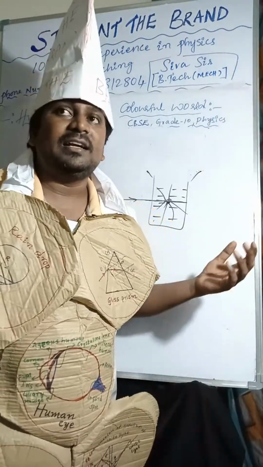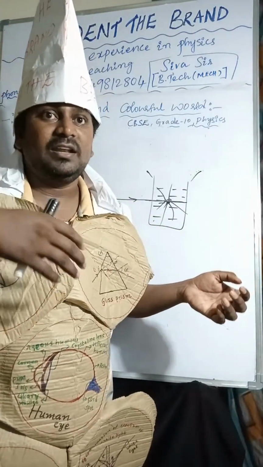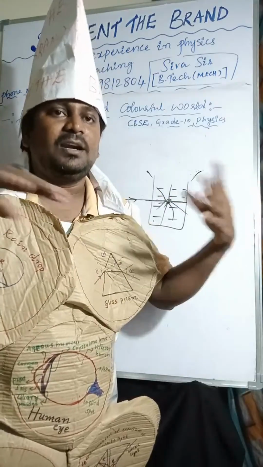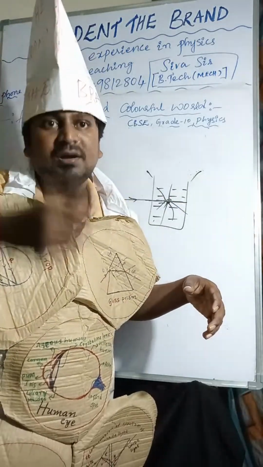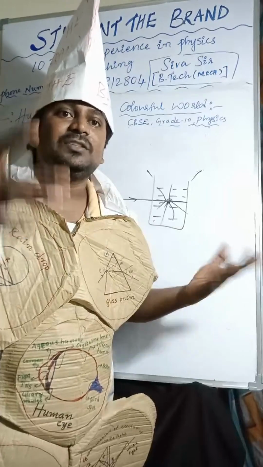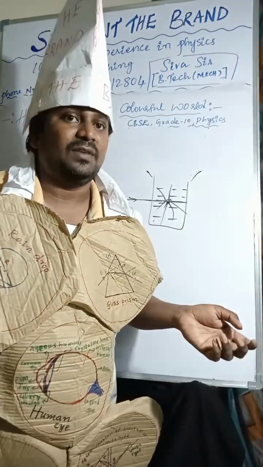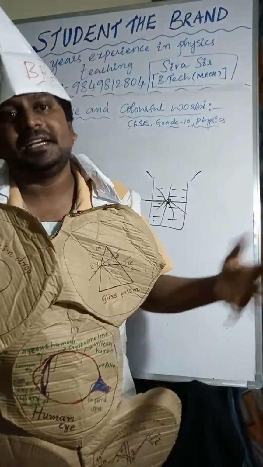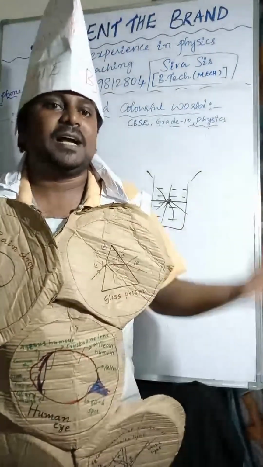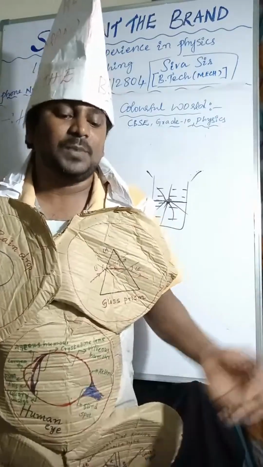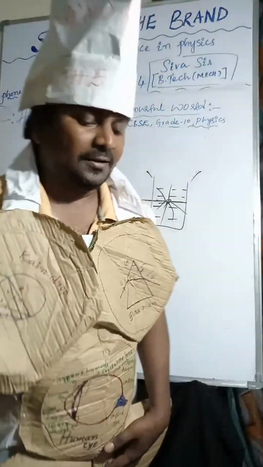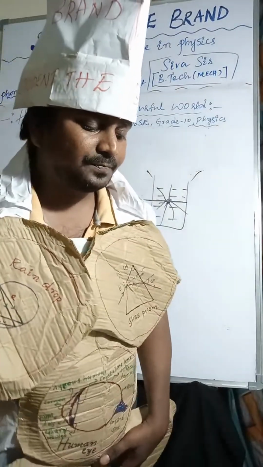Even in a dense forest, in the middle of the trees, a narrow beam of sunlight will fall, and there also we can see the dust particles flying. All this is because of the Tyndall effect. The path of the light becomes visible when it is passing through the colloidal solution. So this is about the Tyndall effect.